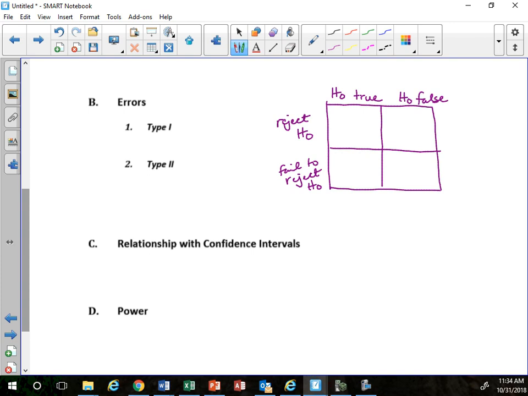All right, guys, so we have a true null, a false null, we reject our null, or we fail to reject the null. Okay, label those things, and then we'll decide which of these are okay and which ones are errors. Two types of errors. No true, no false.